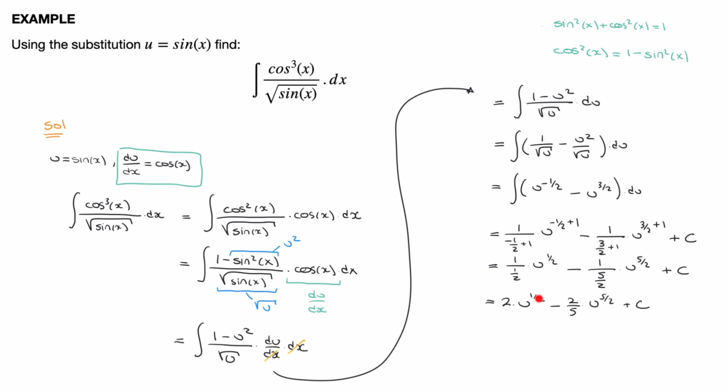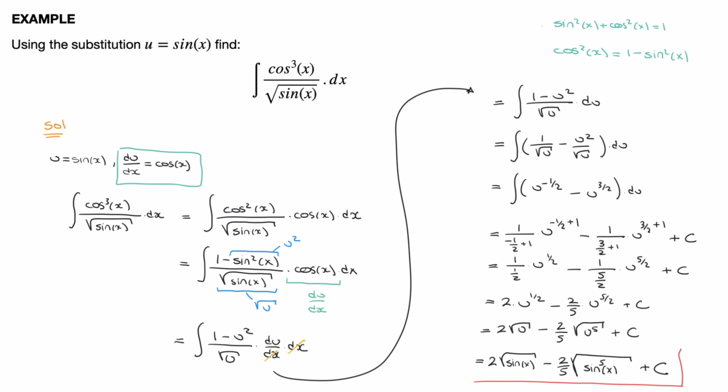And using the fact that the power of 1/2 is the square root, we could also write this as 2 times the square root of u minus 2 over 5 times the square root of u to the power of 5 plus c. And now to state our final answer in terms of x, all we have to do is replace every u that we see by sine of x. And so that would be 2 times the square root of sine of x minus 2 over 5 times the square root of sine of x raised to the power of 5. So I'll write my power of 5 here, plus the constant of integration c. And that's the final answer.